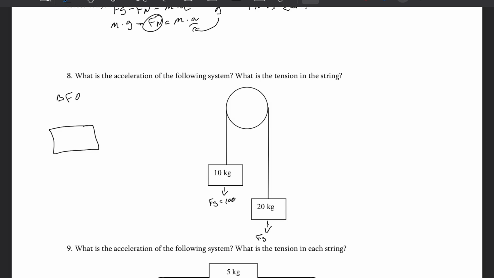External forces, I usually do to the left and the right, showing that they oppose each other. To the left, 100 newtons. To the right, 200 newtons. In the center, total mass, 30 kilograms. Net force divided by mass is acceleration. 200 minus 100 is 100. 100 divided by 30, 3.33 meters per second squared.